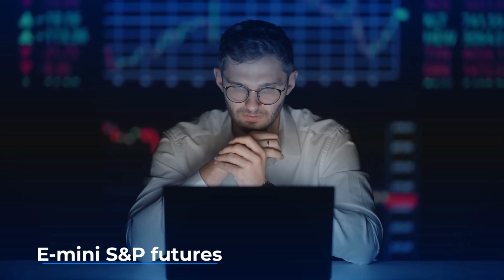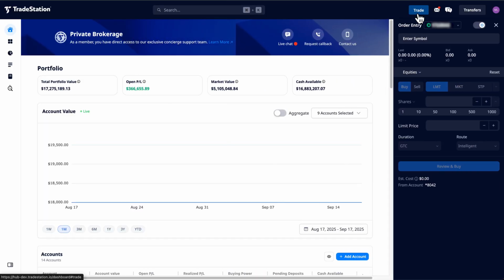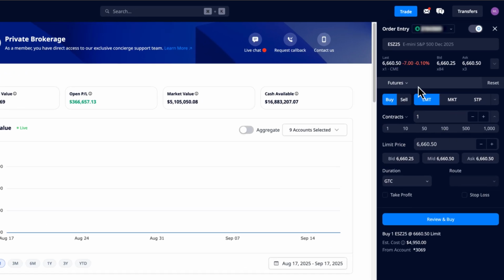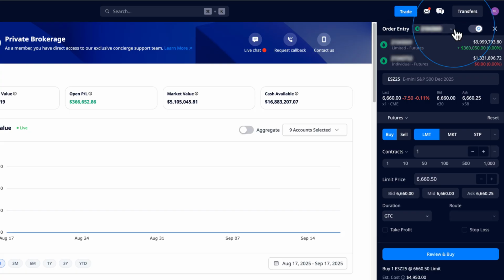Friday brings a new opportunity in the E-mini S&P futures. You expect a dip before a bounce, so you plan to buy a few points below the current price. From HUB, you enter the front month ES contract and the trade ticket automatically switches to your futures account. It's important to note that if you're trading across multiple accounts, use the account selector at the top to confirm the right one is active.